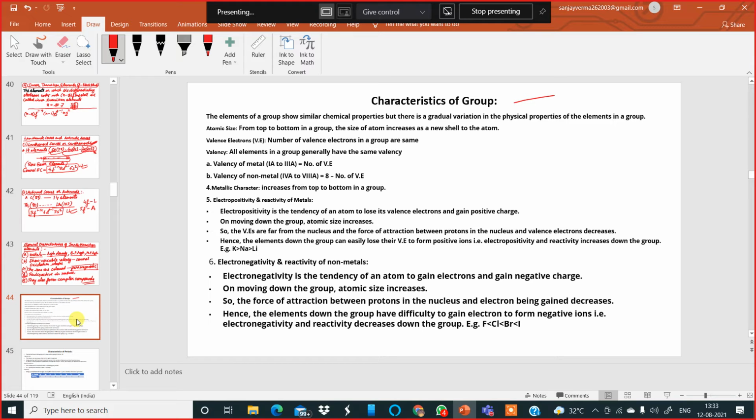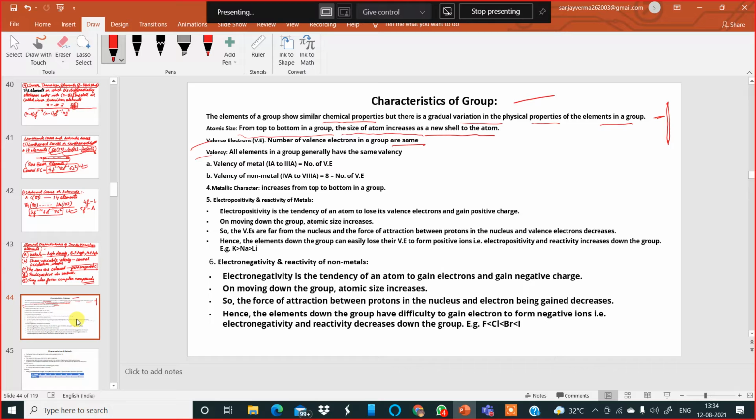The elements of a group show similar properties, but there is a gradual variation in the physical properties of the elements in a group. The chemical properties are similar, but for the physical properties, there is a variation if you move from top to bottom in a group. That is natural. Atomic size: from top to bottom in a group, the size of the atom increases. Why? Because a completely new shell is added to the atom. The valence electrons down the group remain the same, no change.